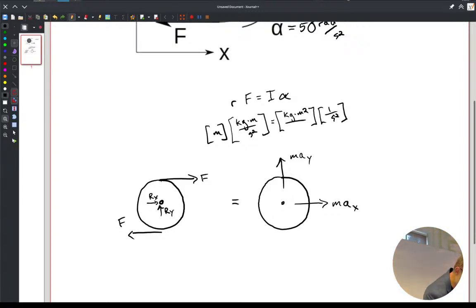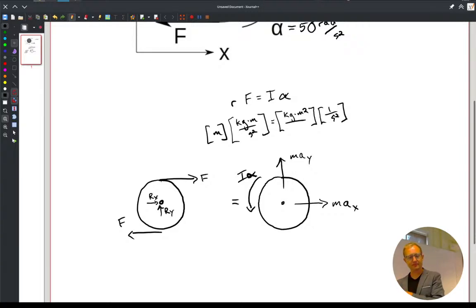So I can say that this is like an I alpha. Rotation takes torque, and the amount of torque it takes to create rotation is I alpha. Same way that a force creates motion through ma, the sum of the torques is I alpha.